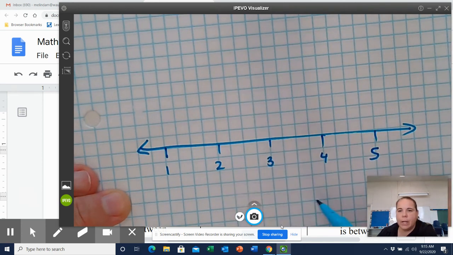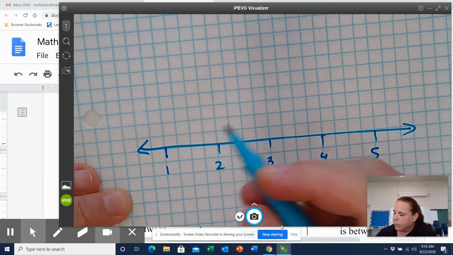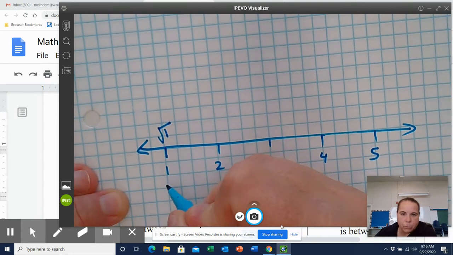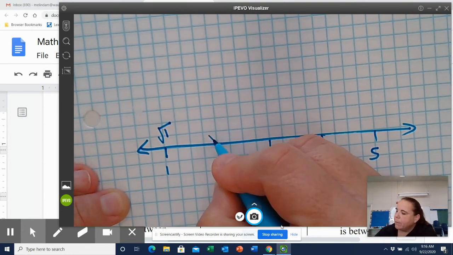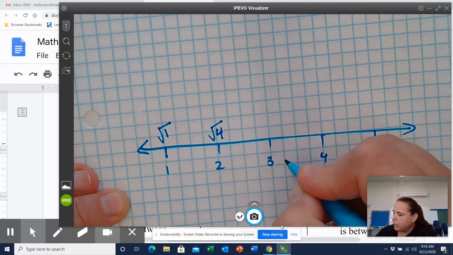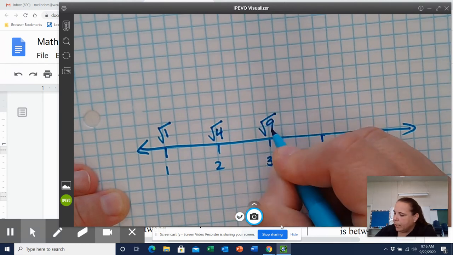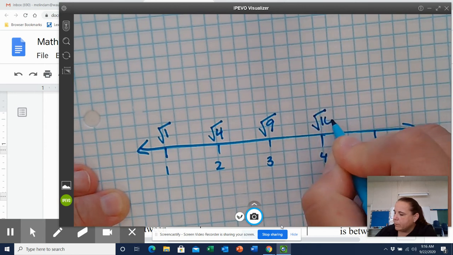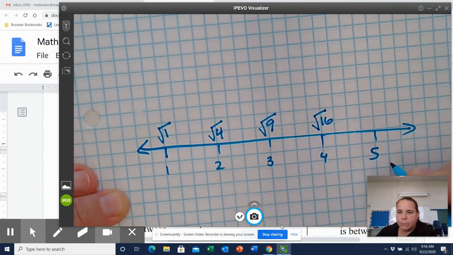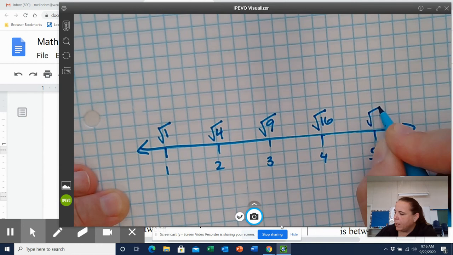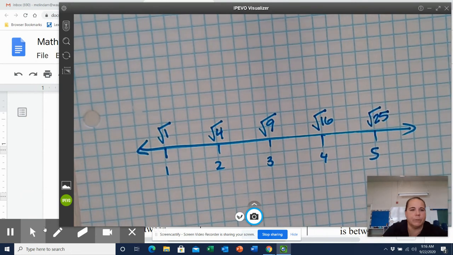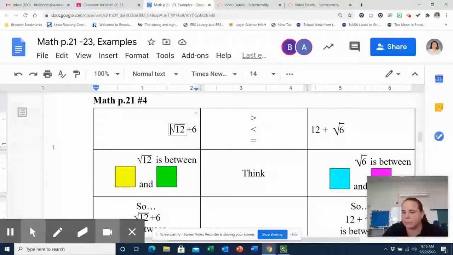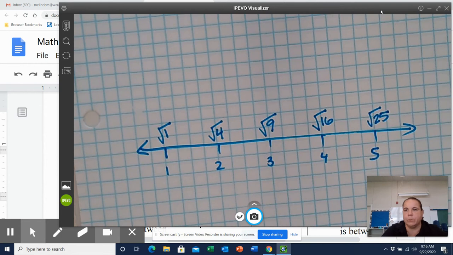If you're still having a hard time, you should do this every time. Make a number line. 1 times 1 is 1, so the square root of 1 is 1. 2 times 2 is 4, so the square root of 4 is 2. 3 times 3 is 9, so the square root of 9 is 3. 4 times 4 is 16, so the square root of 16 is 4. 5 times 5 is 25, so the square root of 25 is 5. Now the problem that we're looking at is square root of 12 and square root of 6, so we need to look at those two perfect square roots.